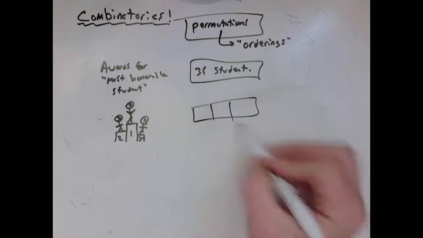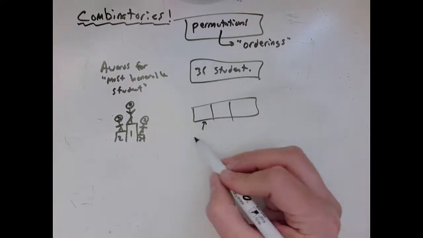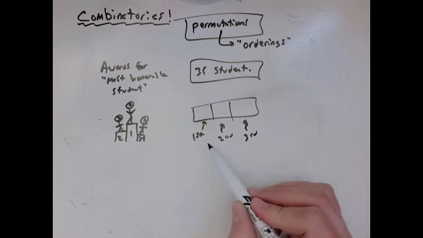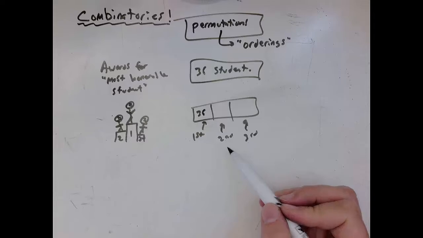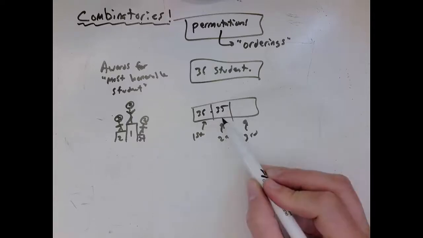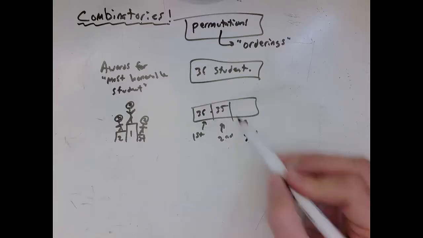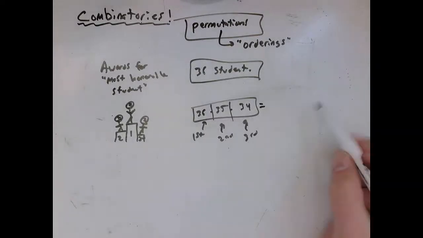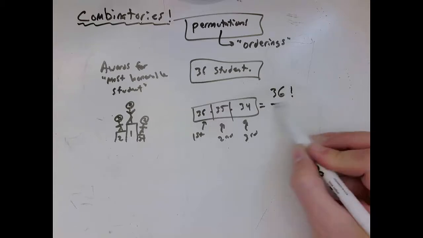So hopefully you can imagine how this works as a box problem, as a fundamental counting principle. So here's first place, second place, third place. How many options do I have for my first place student? Could be any of them, 36. How many options do I have for my second place student? 35, because I can't give the first place student second place, so they're out of the running. How many options do I have for my third place student? 34 options left.